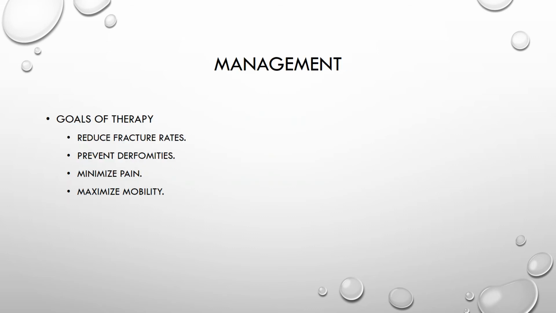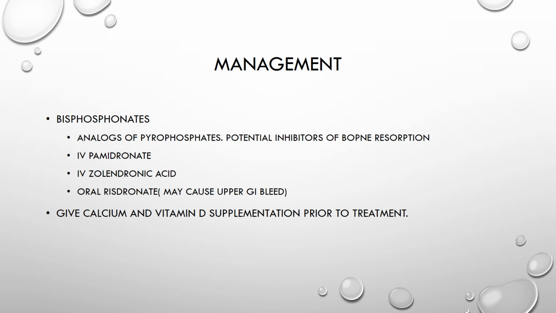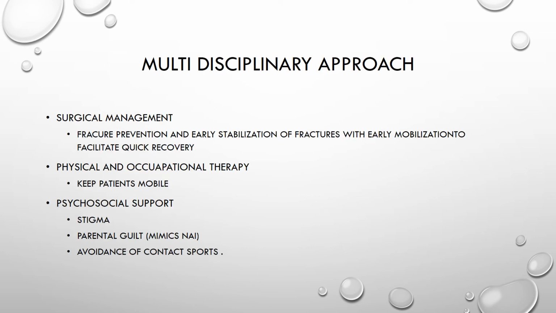Then management: the goal of the therapy is to reduce fractures, to prevent dysmorphism, to minimize pain, and to maximize mobility. So you can use bisphosphonates. These are analogs of pyrophosphates, so they are potent inhibitors of bone resorption. Like I said, there will be increased bone resorption. So we can use IV pamidronate or IV zoledronic acid. The oral ones can be used, like oral risedronate, but the problem is they can cause upper GI bleeding, and we usually give calcium and vitamin D supplementation prior to the treatment.